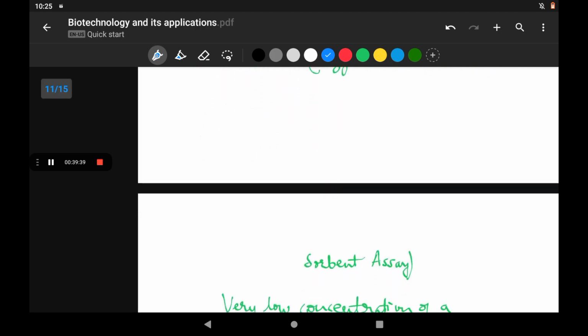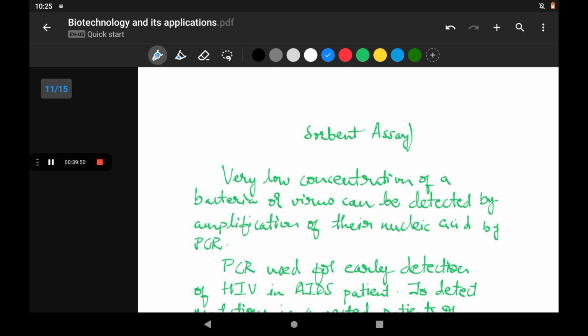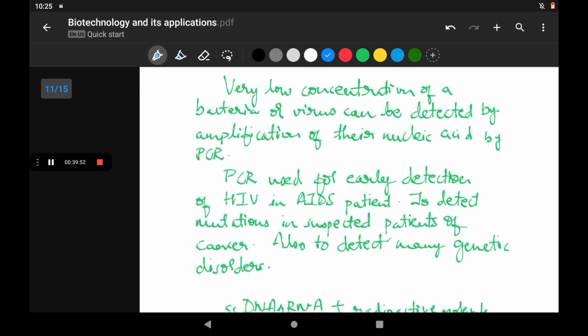If we diagnose early, the treatment could be started at a very early stage, and we can increase the longevity of the patient, and sometimes the cure can also be given. A very low concentration of a bacteria or virus can be detected by amplification of the nucleic acid by the PCR technique. So you know the three steps involved there, which I call DAY. That is denaturation, annealing, and extension.